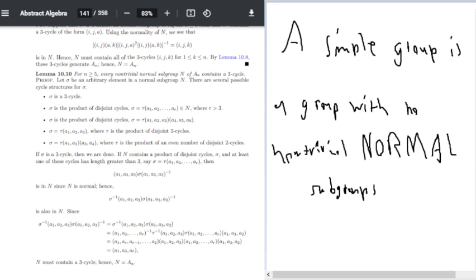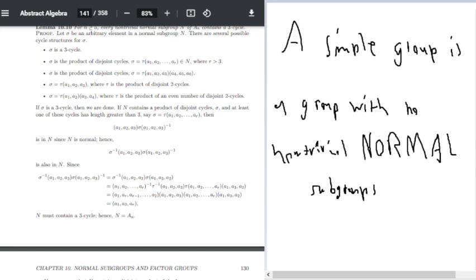If N contains a product of disjoint cycles sigma, and at least one of these cycles has a length greater than, let's say, 3, say sigma equals tau (a1 a2 ... ar), then (a1 a2 a3) sigma (a1 a2 a3)^-1 is in N since N is normal. Hence sigma^-1 (a1 a2 a3) sigma (a1 a2 a3)^-1 is also in N.